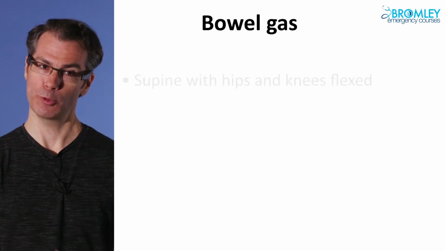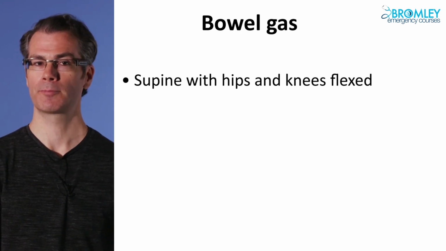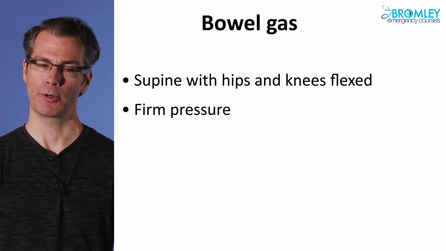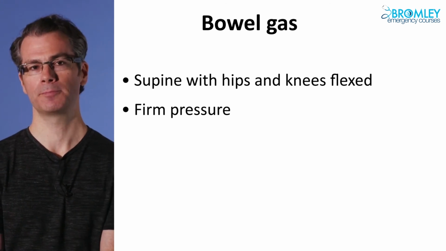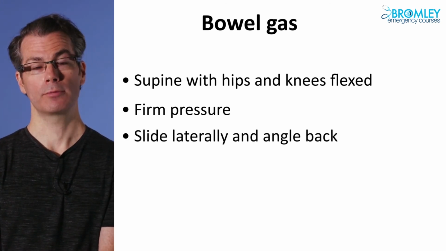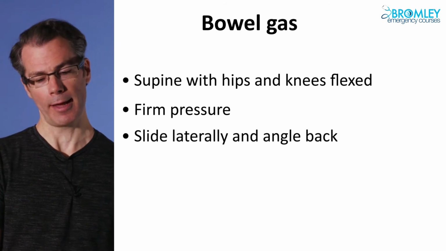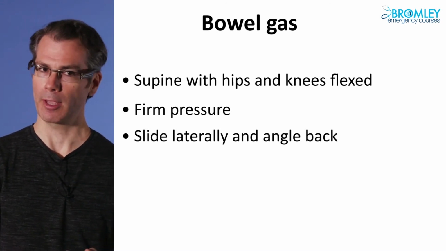Bowel gas is the main technical problem with AAA scanning, and it can be a big problem. Sometimes you simply can't get a view of the aorta at all. But there are a few things you can do to try and get around this problem. First, have the patient lie supine with their hips and knees flexed. Apply firm pressure with the probe to try and push the gas out of the way. If this doesn't work, slide the probe slightly laterally and angle back towards the midline to get around the gas.